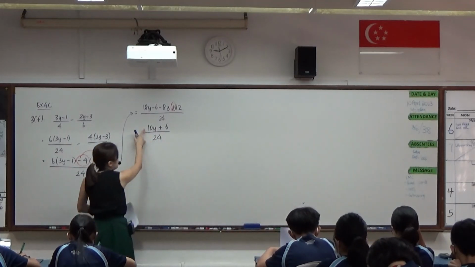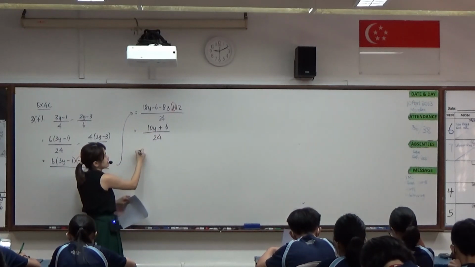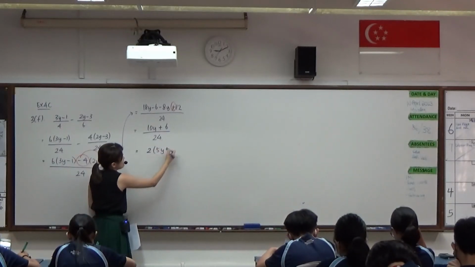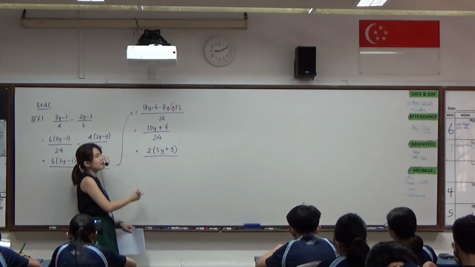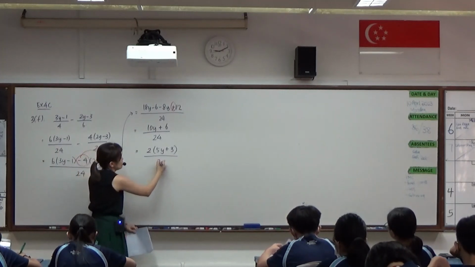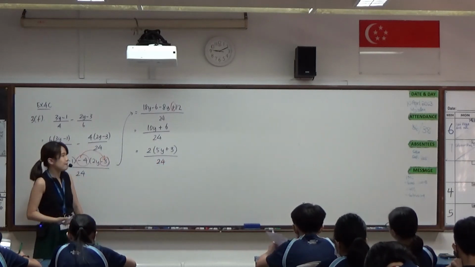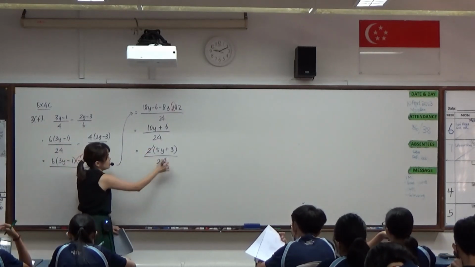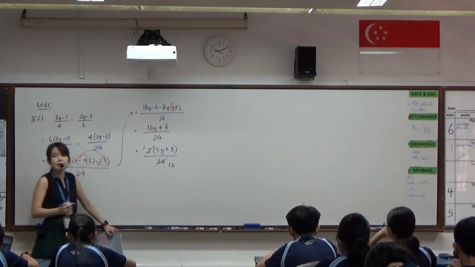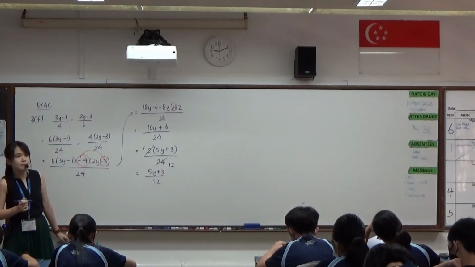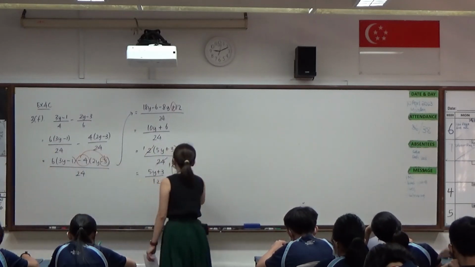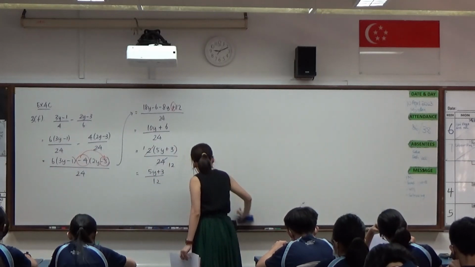Observe that in the numerator we have 10y plus 6. It can be factorized out such that we get 2 times (5y plus 3). And for 24, 24 is actually also divisible by 2, but you may want to leave it as 24. Now we simplify the fraction. I can get 1 and 12 over here, and then I will get (5y plus 3) over 12, and that should be my answer. So learn how to simplify your fractions.